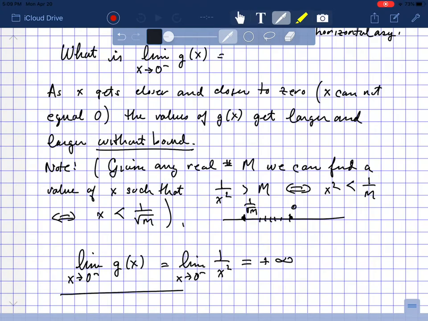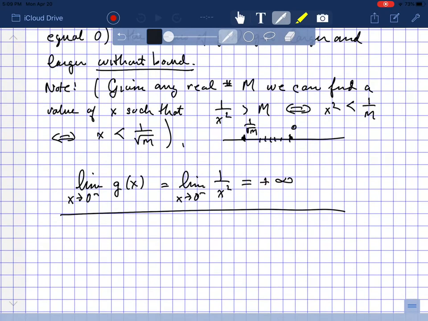Okay, and so this is usually the case when we have an asymptote at the point where we're letting x approach the value. And here it's 0. Also, the same thing happens if I let x approach 0 from the right-hand side. This is also equal to plus infinity. Okay.